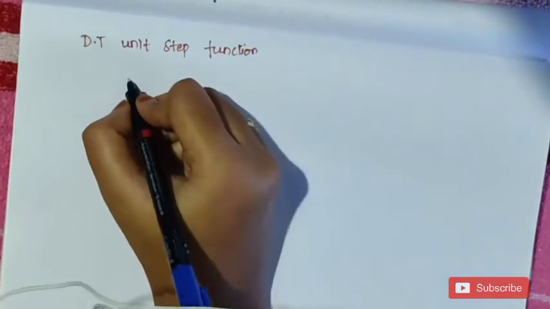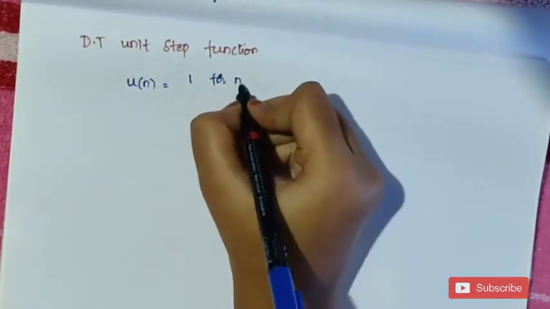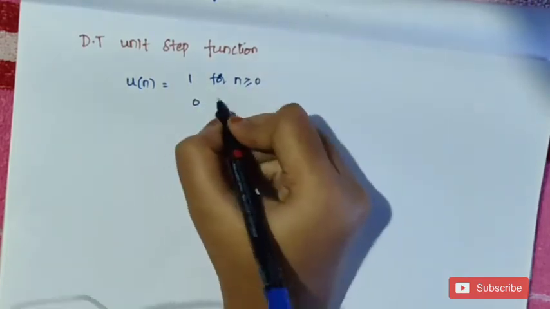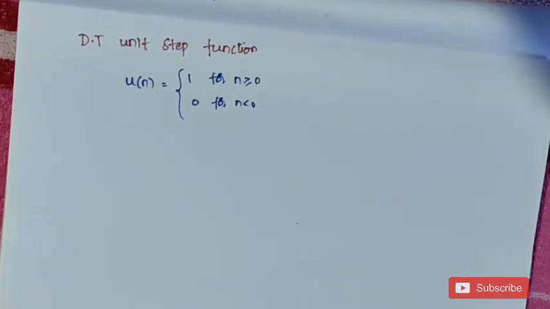For continuous time, the unit step function is u of t equals 1. Whereas in discrete time, we have to write it as u of n. u of n is equal to 1 for n greater than or equal to 0, and 0 for n less than 0. It is the same as the continuous time unit step function, but in place of t, we have to write n. Just replace t with n. That is the change that we have to make here.